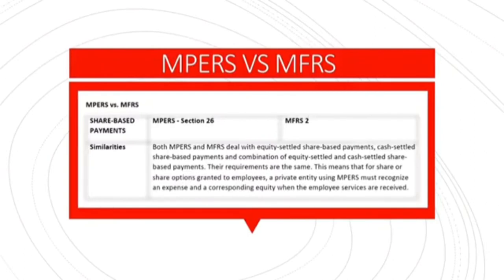Next, for share-based payment, MPERS Section 26 and MFRS 2, basically both MPERS and MFRS deal with the equity-settled share-based payment, cash-settled share-based payment, and a combination of the equity-settled and cash-settled. And also, since MPERS is derived from the FRS itself, the requirement, the recognition criteria, and the measurement are all the same. So private entities also, if using MPERS, must recognize expenses and corresponding equity and also liability when the employee services are received.